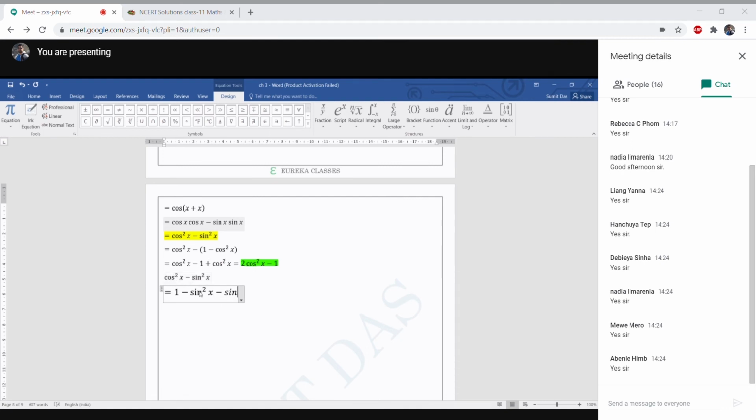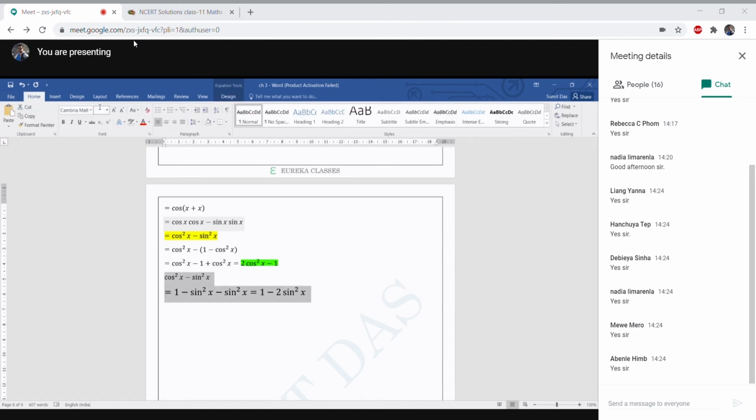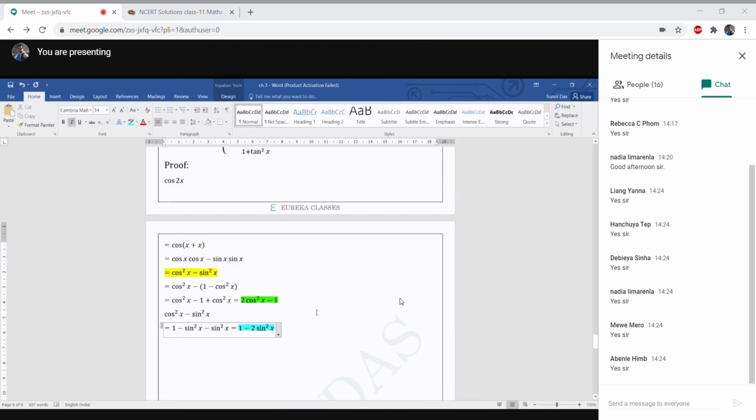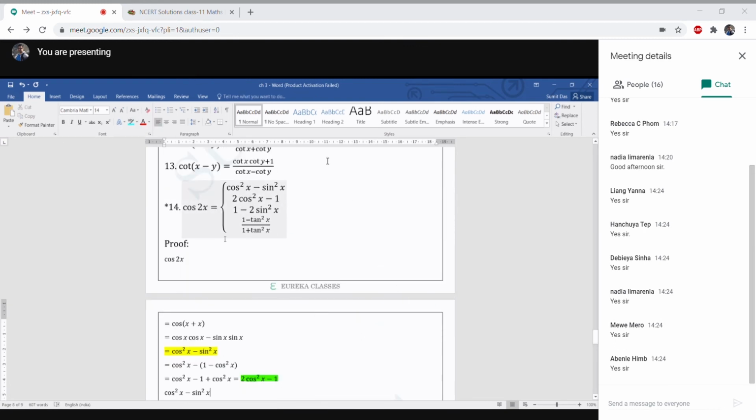And sin square, whatever sin square was there previously, right? So what we will get? We'll get 1 minus 2 sin square x, right? This is our third form. Not third formula, but third form actually. Okay, understood.